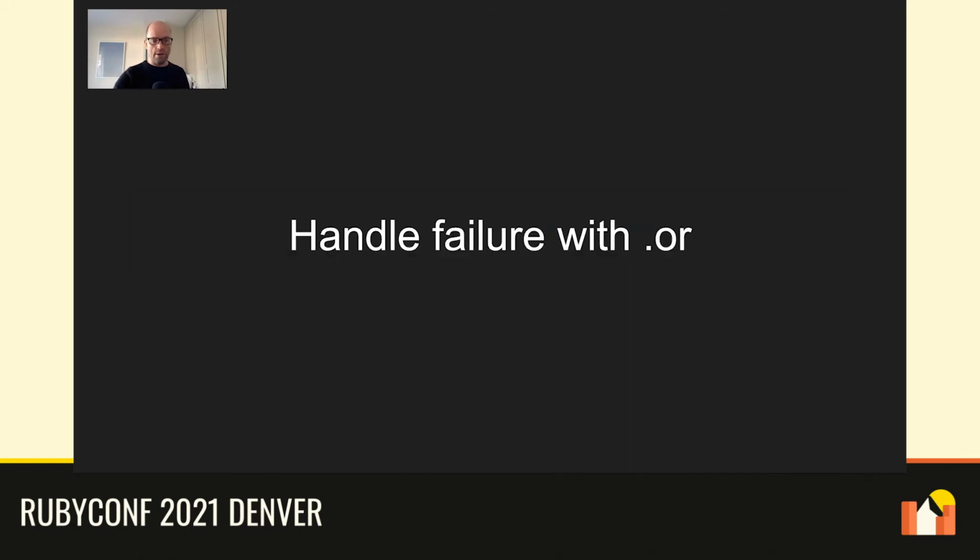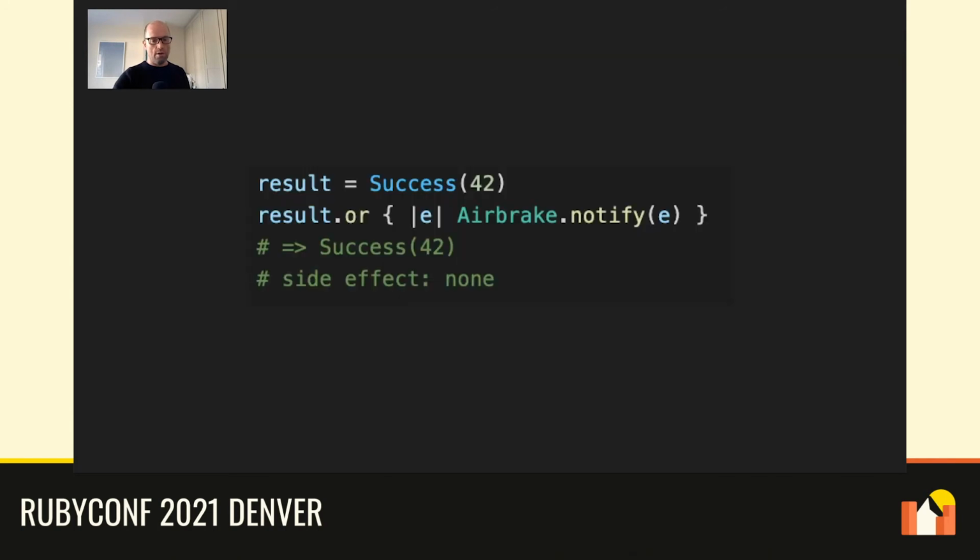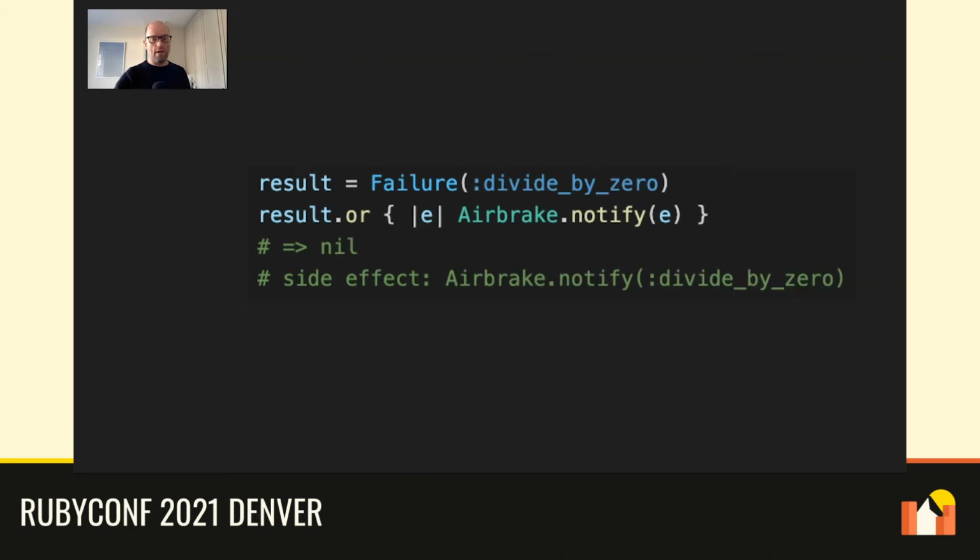What about failures? How are we going to handle them? We use something called OR. Here's what OR does. We've got a success, we call OR on it, and it just returns that success. The success goes straight through the OR, passes through, and nothing happens. In the case of a failure, it executes the block. It unwraps the object inside the failure. So in this case, the thing passed into that block will be a symbol of divide by 0. That's what the E is. And then it will execute airbreak.notify symbol divide by 0.